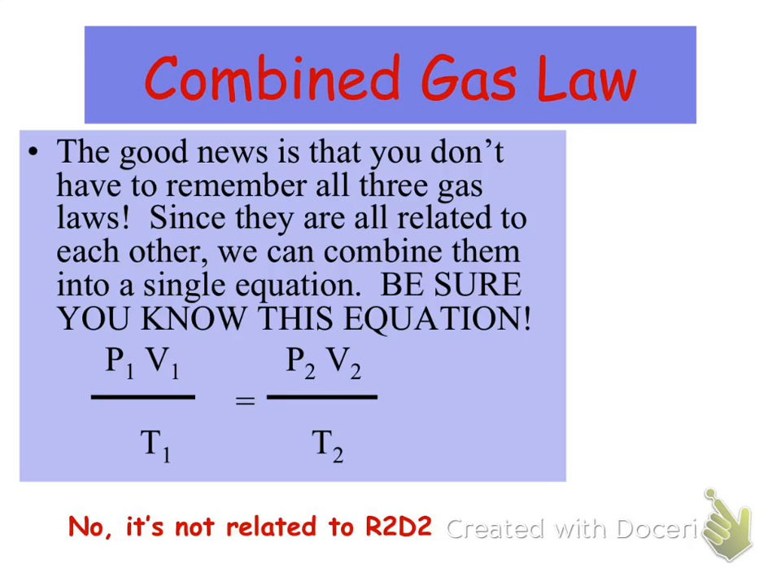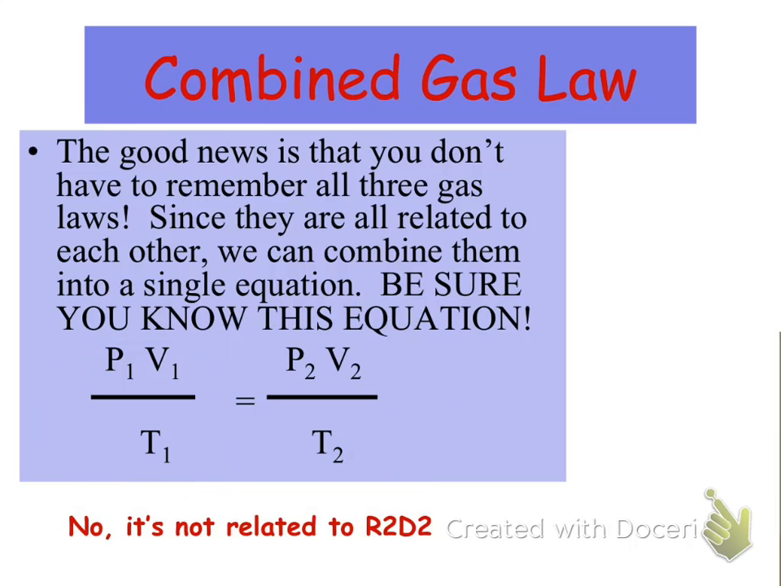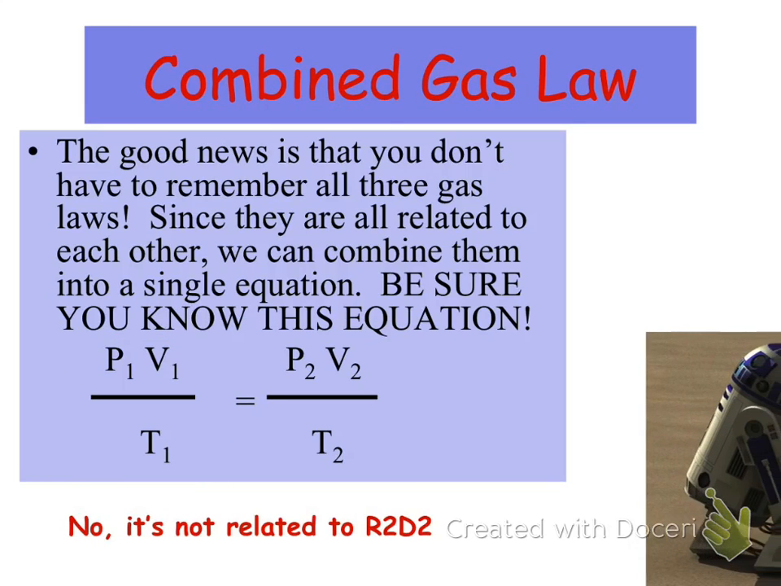The good news about all this, there's a lot of stuff. You don't need to memorize all of those equations. In fact, if you can understand this equation on the bottom of the page here, you're going to be fine. This is called the combined gas law. This one right here just says the pressure, volume, and temperature of one state is equal to this arrangement of the pressure, volume, and temperature in a second state. Okay? And it kind of sounds like R2-D2, but no, it is not related to R2-D2.